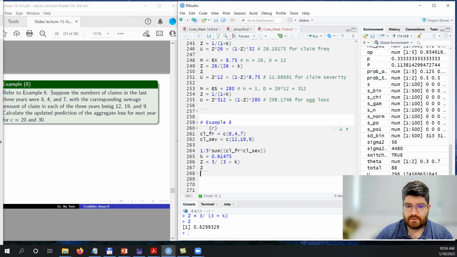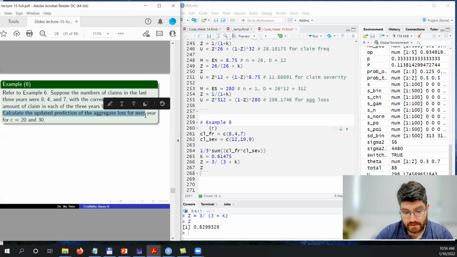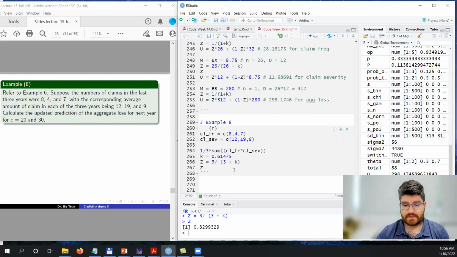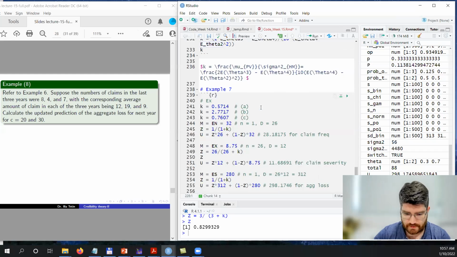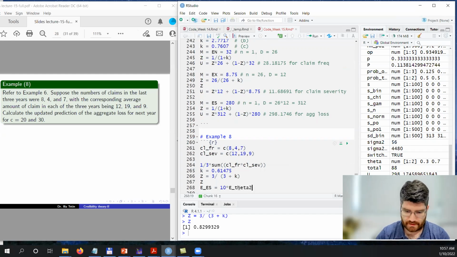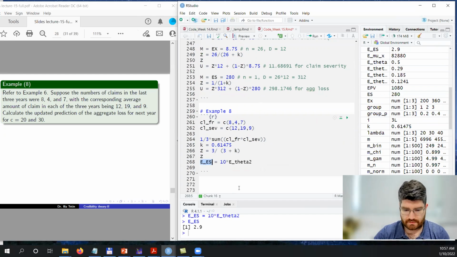Now, what is the unconditional mean of aggregate loss, and how can we find the value of C? We have to calculate the updated prediction for these C values, so we need to somehow place C inside those formulas. To do that, we can use the expected value of theta. We know we have to use the coefficient 10, and then we need to use the expected value of theta squared. What was our expected value of theta squared? 10 times that. So the expectation will have 2.9, and we know that this is 2.9 times C actually. So there is the virtual parameter of C over here.